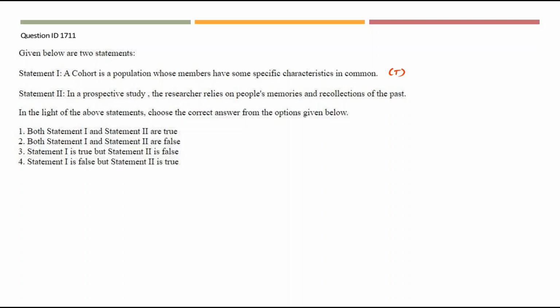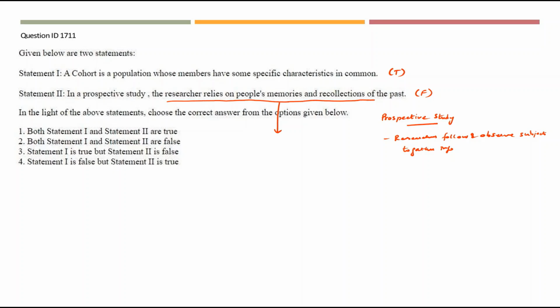Statement 2, in a prospective study, the researcher relies on people's memories and recollections of the past. So first we have to understand what is a prospective study. Researchers will follow and observe a group of subjects over a period of time to gather information and record the development of outcomes. So in prospective study, the researcher will not rely on the people's memory and recollection of past. So this is false. But here you have one definition. The researcher relying on people's memory and recollection of the past. This is retrospective study. Prospective study has a different meaning.